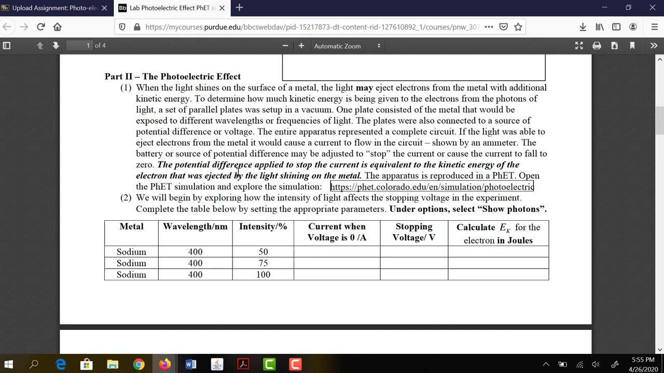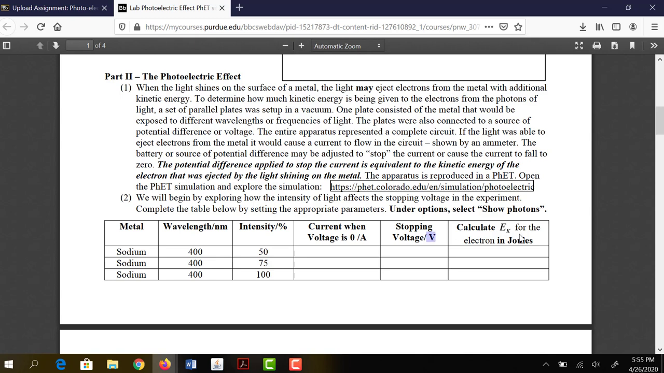So just a little bit about this table. This doesn't mean divided by A. This means the units are A. So here, that means the units are amps. So current when voltage is 0, and the unit's already given. Stopping voltage, this means that in volts.